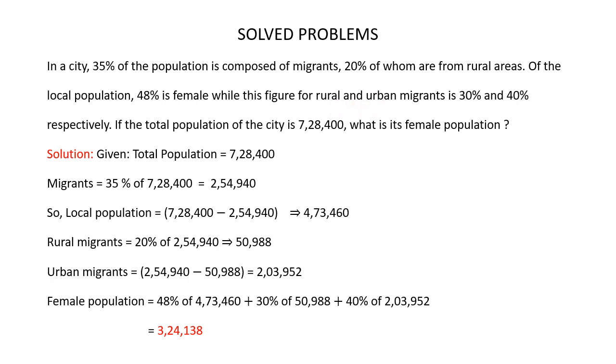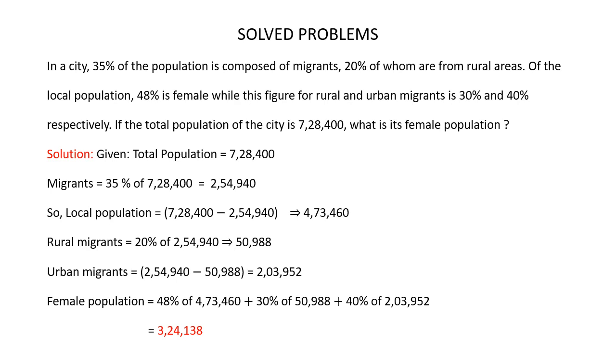To do that, first we have to find out how many migrants are there in the city. So to solve this problem, first we have to find out how many migrants are there, then what is the local population, then how many rural migrants are there, and then how many urban migrants are there, and finally we can find out the female population.